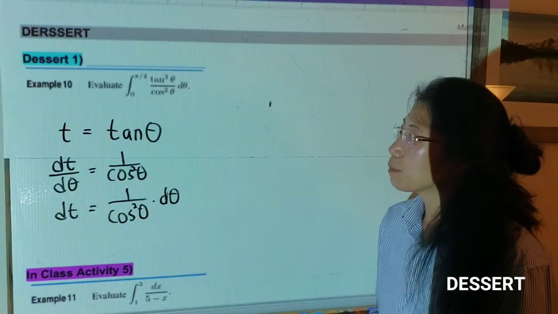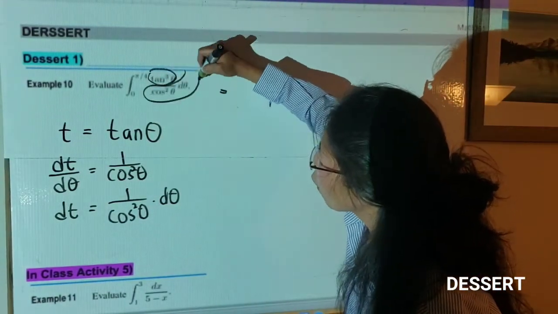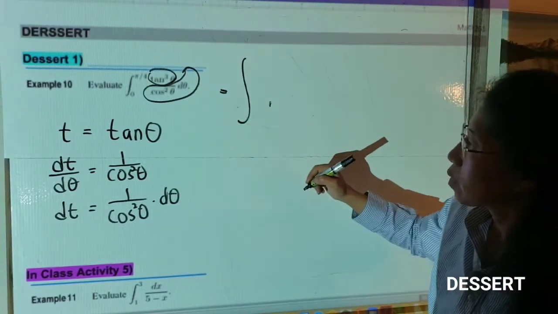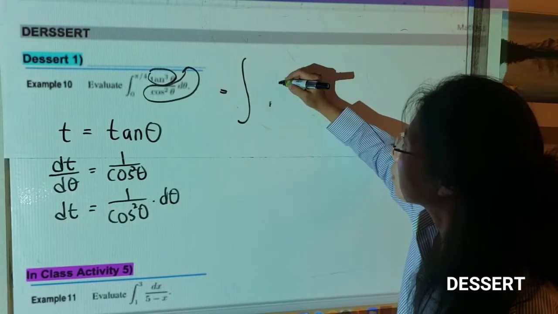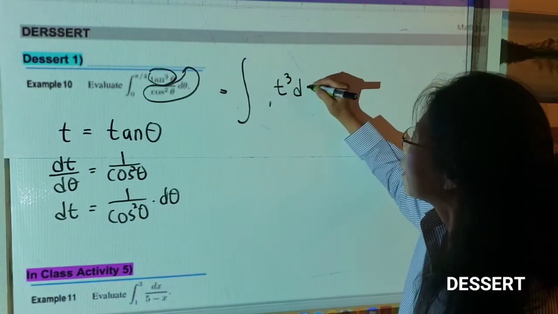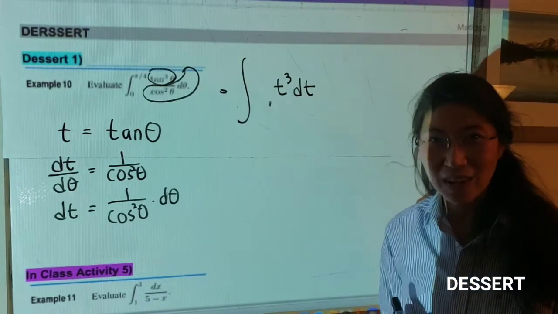So now, do you see the puzzle here? I can substitute this, and I've got 1 over cosine squared theta d theta there. So I have my integral, and the substitution is going to be t cubed dt. That's it? This simple? Right?